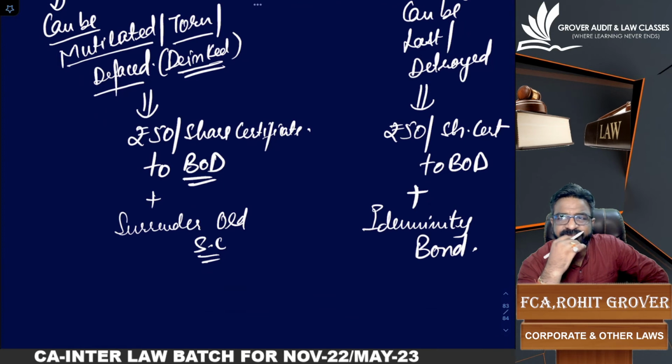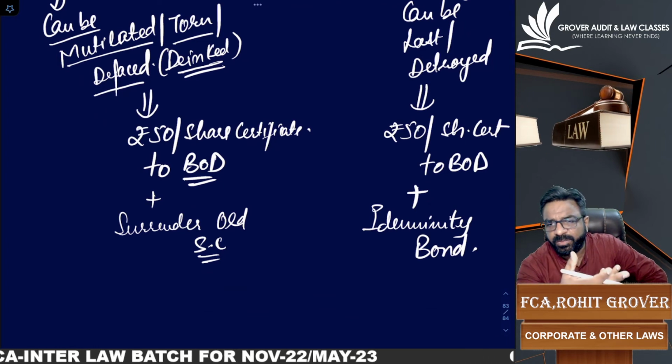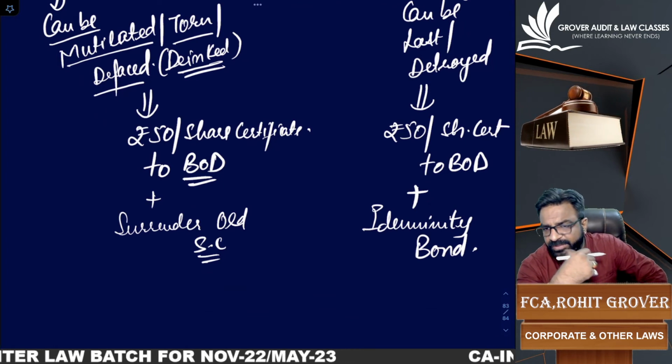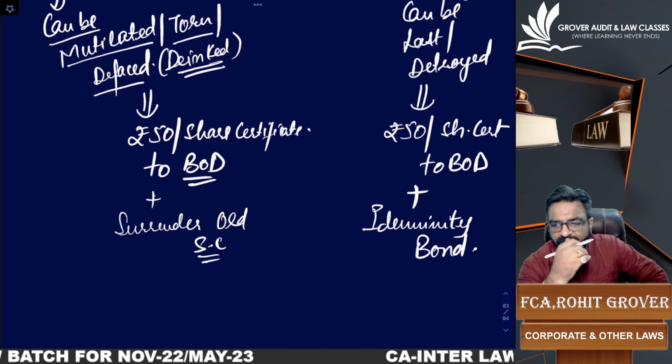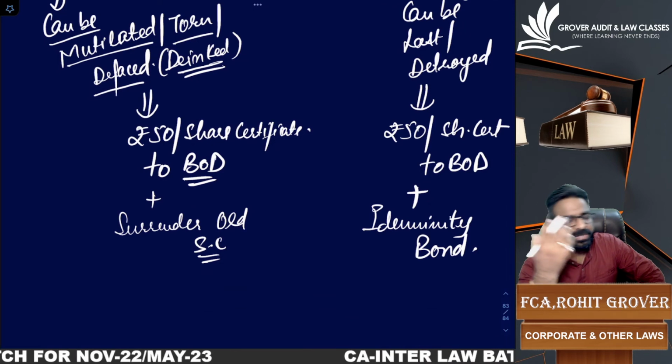Because on the left side there is no problem. You are surrendering the old share certificates and you are getting the new share certificate. But on the right side, are you able to surrender anything or unable to surrender anything? It is unable to surrender. That is the reason.